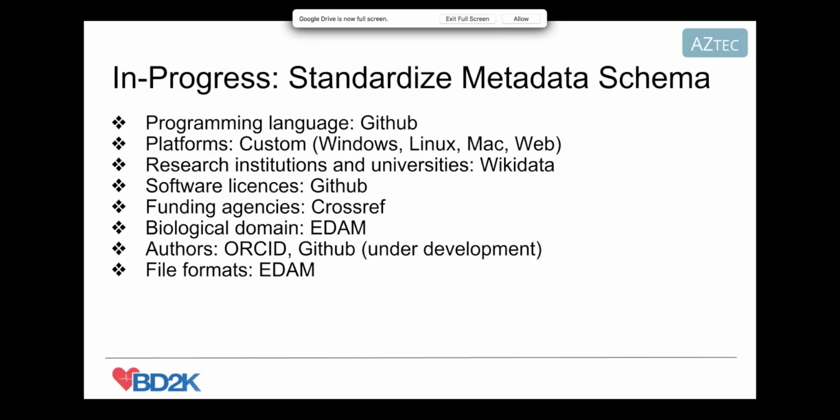Software licenses, we've also gone with GitHub. That makes it easy for us to automatically populate the field, because if we have the source code repository for the tool, we can automatically retrieve it from GitHub's own metadata system. For funding agencies, we use Crossref. Again, this is a very comprehensive list of agencies, thousands of agencies, including international agencies with aliases.